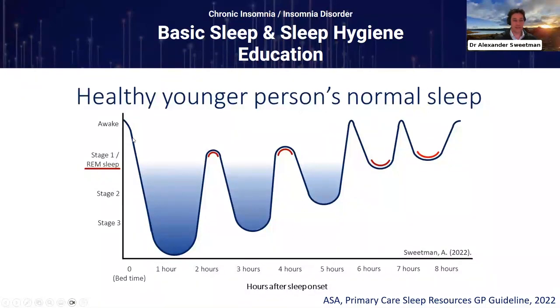So talking about different sleep cycles, younger healthy adults experience about five 90-minute sleep cycles throughout the night. Most of our deep restorative sleep occurs during the first half of the sleep period, and we have more light sleep, REM sleep, and awakenings during the second half of the sleep period.